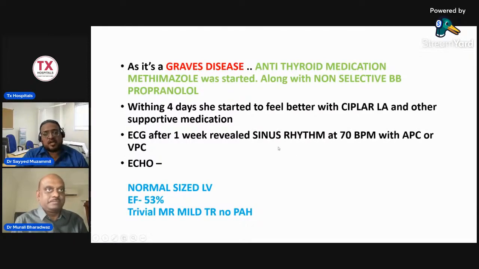And I repeated her echo, and I was astonished to see that her LV, which was dilated, and due to annular dilatation of the mitral valve, there was mitral regurgitation. LV was dilated, LV was dysfunctional, but the changes were starting to reverse, and she now had a normal size LV with ejection fraction of 53%. Previously there was moderate MR, now it was only trivial MR. Previously, there was moderate TR with pulmonary hypertension. Now it was mild TR with no pressure across the tricuspid valve.